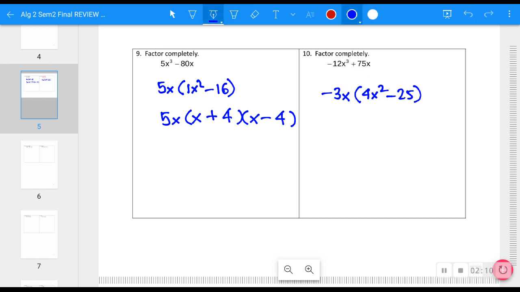Okay, and hopefully you recognize the back half as being a difference of squares problem. So they're both perfect squares. The 4x squared is a perfect square, and so is the 25, and there's a minus sign between them. This would be 2x times 2x to get the front half, 5 times 5 to get the back half, and the signs always alternate. And that one's done.